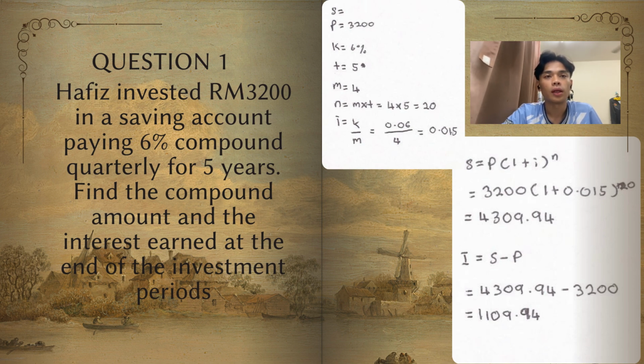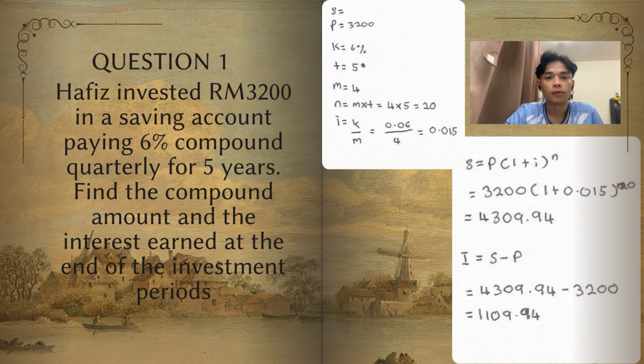Now we need to find N and I. N is 4 multiplied by 5, equals 20. I is 0.06 per 4, equals 0.015. Now we put all the information in the formula and calculate, and we get 4,309.94. And now we need to find the interest earned at the end of the investment period, and we need to use the formula I equals S minus P.